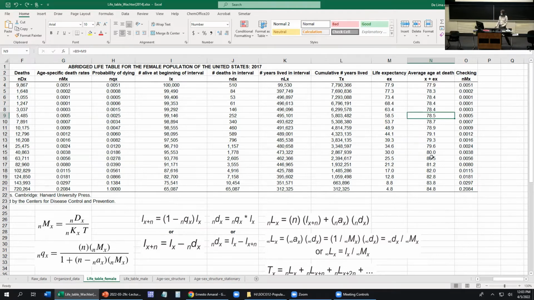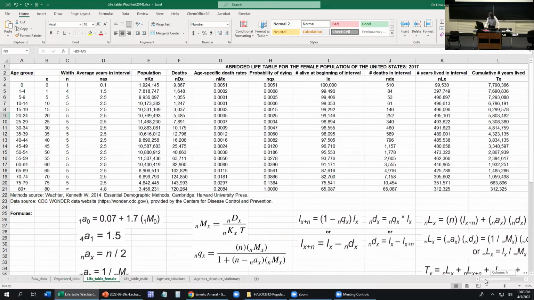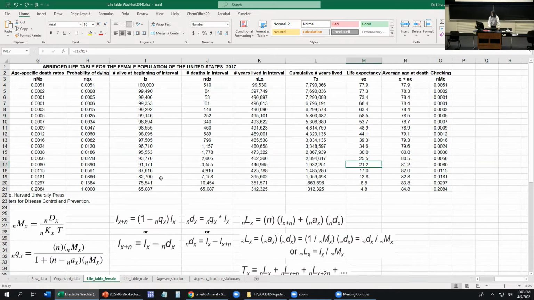The same thing for the other age groups. If, for example, for people who reach age 60, they overcame all these different chances of dying. So for those who reach age 60, they're expected to live an additional 21.2 years. In other words, they will live 60 plus 21.2 years on average. They will live on average 81.2 years, conditional on the fact that they survive up to age 60. 81.2 years is higher than 77.9.